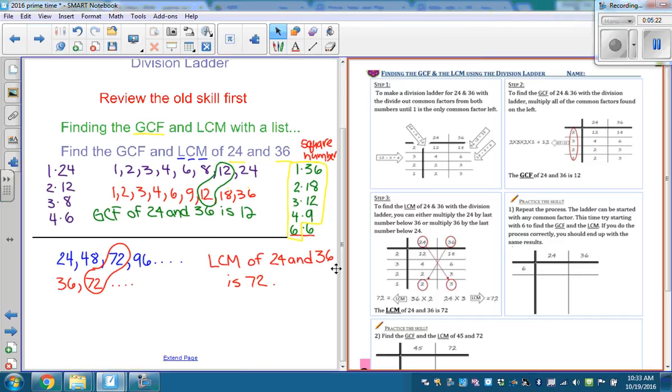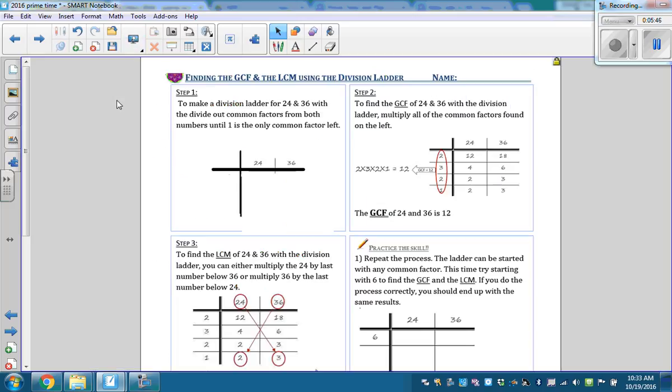So in today's note catcher, there's all of this reading. But remember, whenever you have examples, the most effective way to use them is to maybe cover them up, like this example 1, and work it by yourself so you can understand the reading. So I'm going to zoom in on this page, and we're going to do that. If we read the directions, it says, finding the greatest common factor and least common multiple using the division ladder. Step 1, to make a division ladder for 24 and 36.